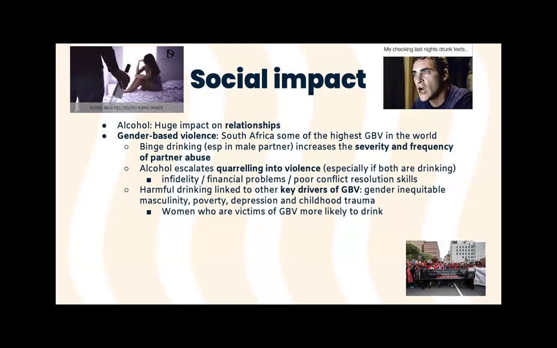Harmful drinking is linked to a lot of the drivers of gender-based violence, including gender inequitable masculinity, poverty, depression, and childhood trauma. For example, women who get beaten up are more likely to drink, and if you're drinking, you are more vulnerable to possibly getting beaten up. So it's very much a vicious cycle. If we talk about addressing gender-based violence in South Africa, we actually have to look at addressing what's happening with heavy drinking.